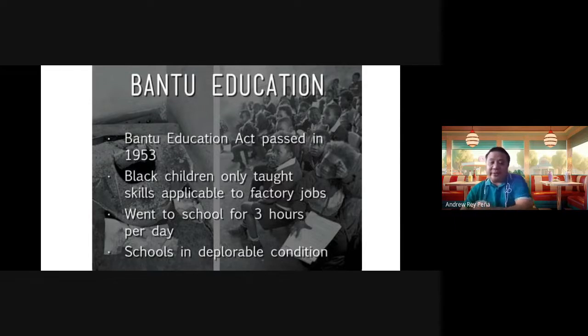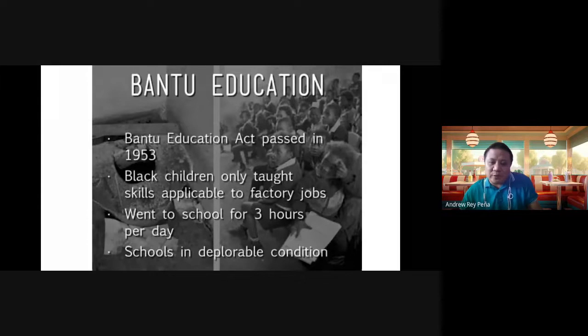Afrikaans is the language of white South Africans. It came from Dutch. Okay, Afrikaans is the descendant of Dutch in South Africa.